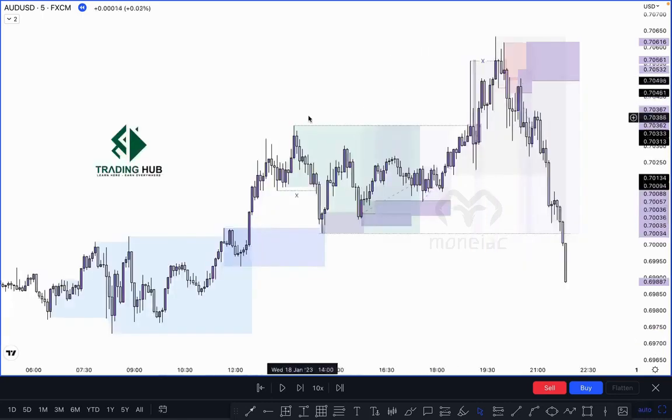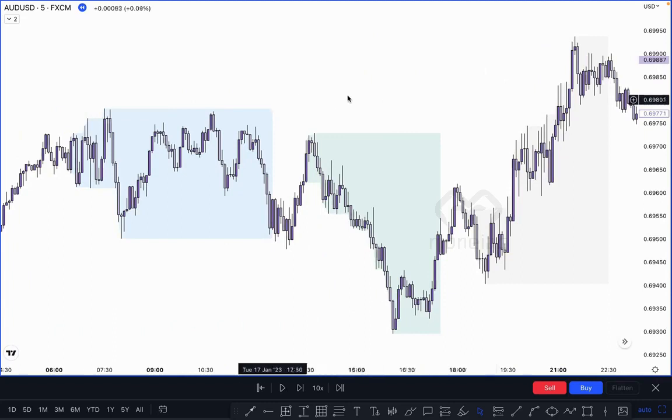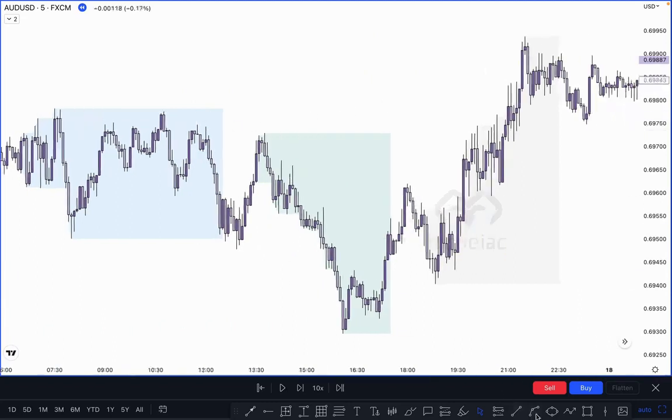So these are entry plans for when the market takes out the inducement, when the market sweeps the previous session high. Let me show you one more example here. You can see these are previous examples. What happened here? You can see this one is our Asian session.